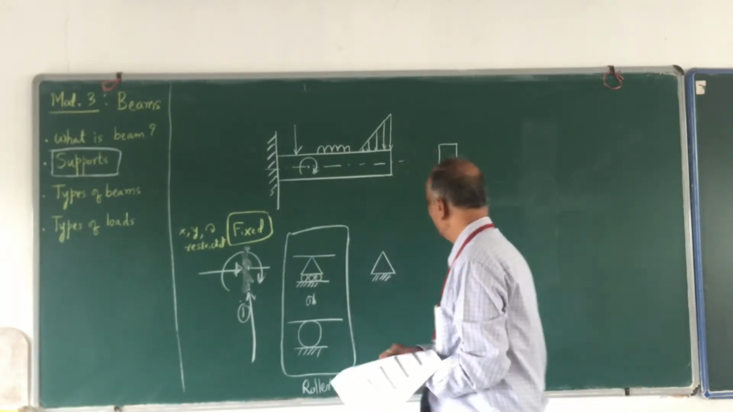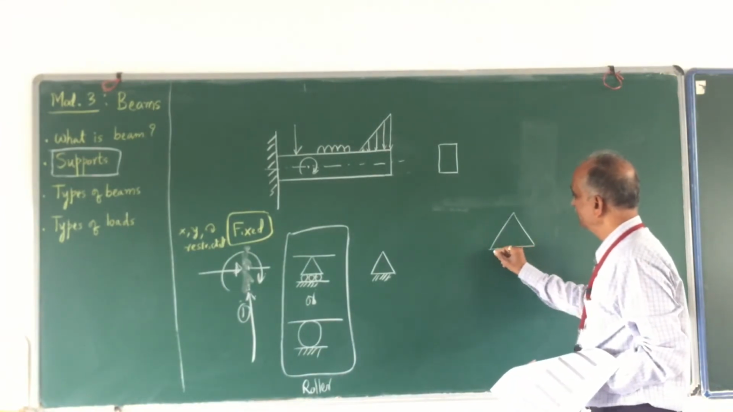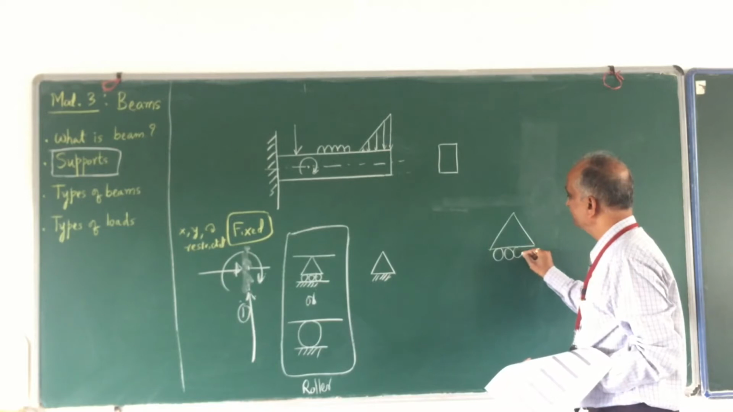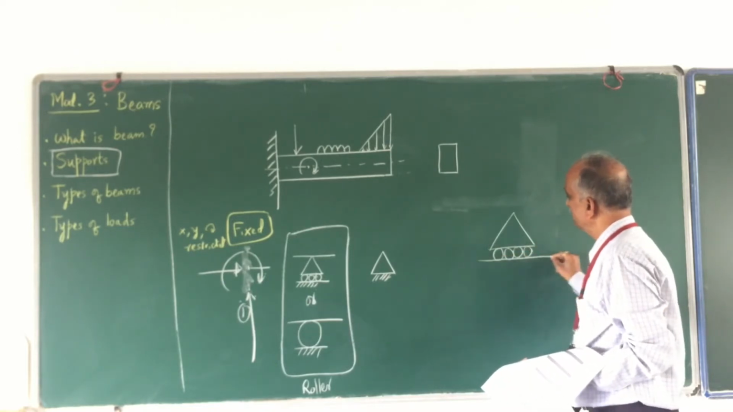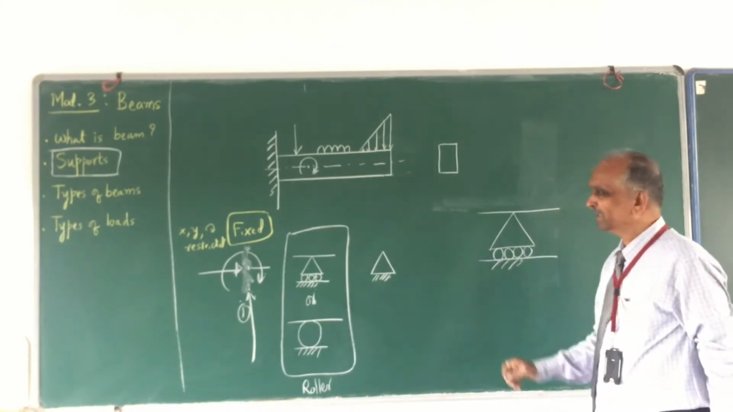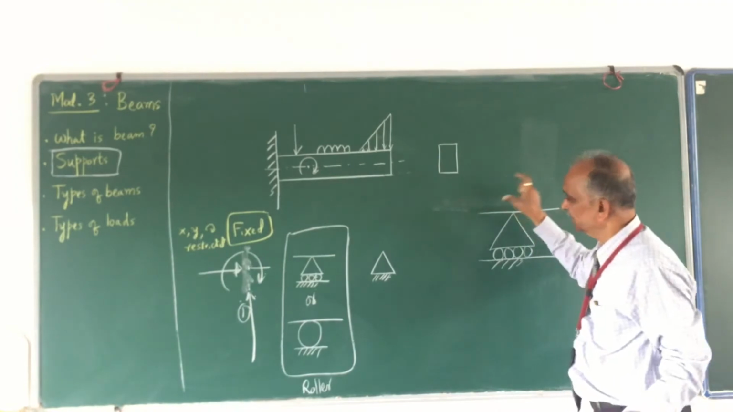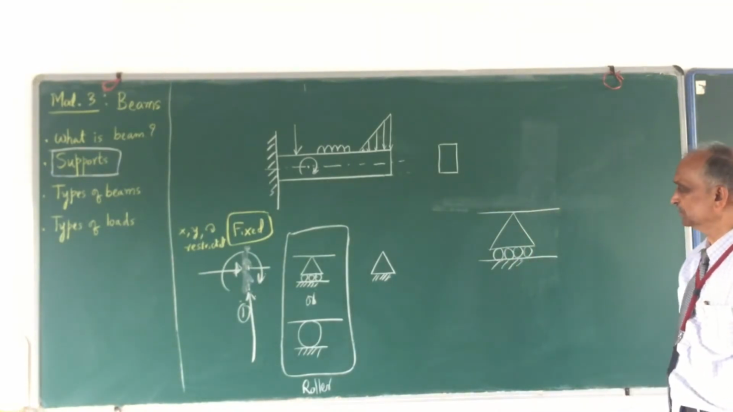Here you can see, this is how you have rollers here, and this is the beam. I am showing only the center line of the beam, the axis of the beam, the complete portion of the beam. I am not showing the cross section.